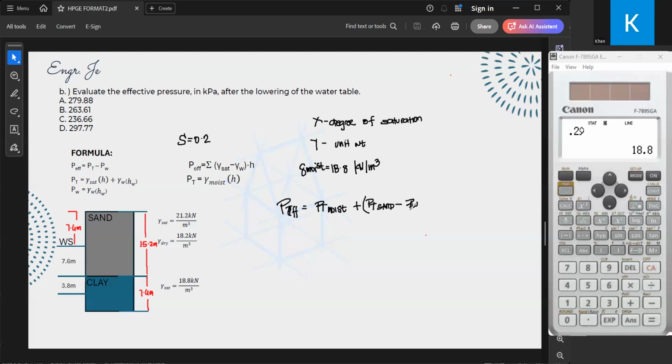the pore water for the sand, plus the total pressure of the clay minus the pore water at the clay. We can simplify it and use this formula. So PT moist, we can just use gamma moist times the height, plus gamma sat minus gamma water times height, plus this is for the sand. Then again, gamma sat minus gamma water times height of clay.